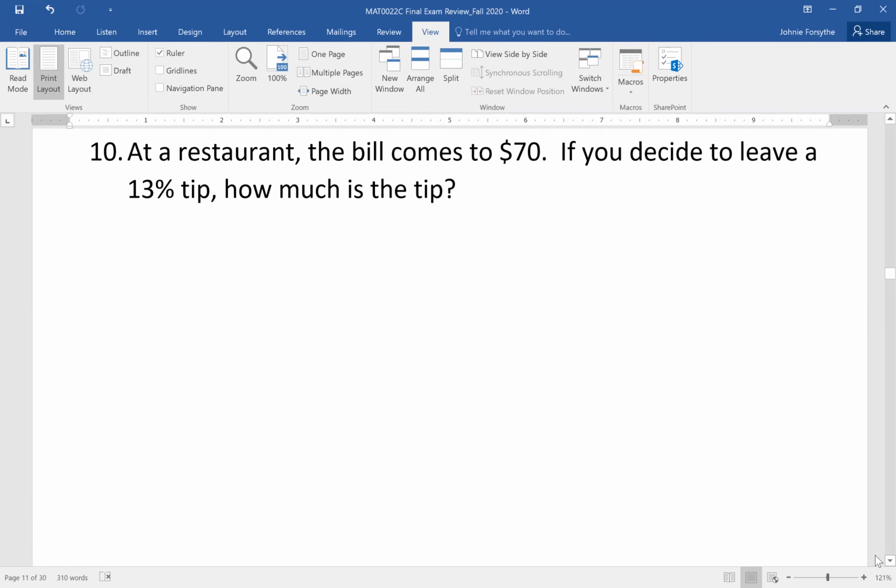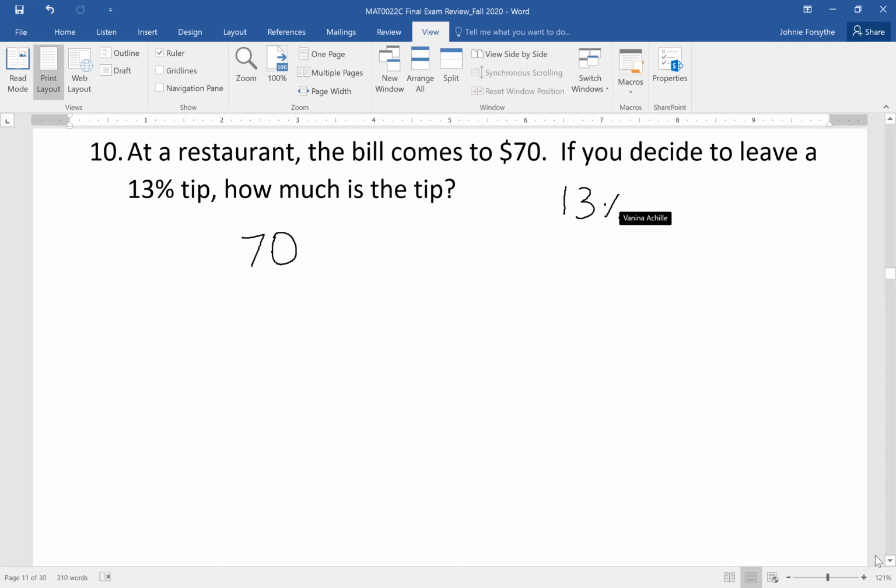Okay, this problem is similar in the way you would work it out. So you have a bill that's $70, and you want to find out how much is the tip, a 13% tip. Basically, what's 13% of 70? Again, you cannot multiply a percentage as is.